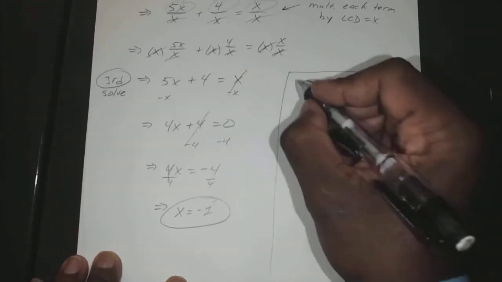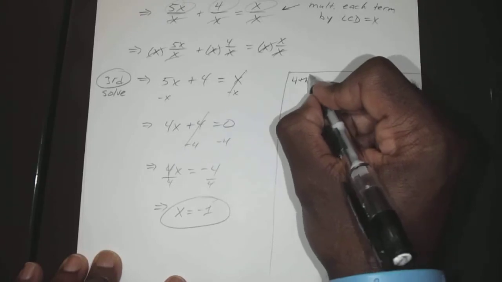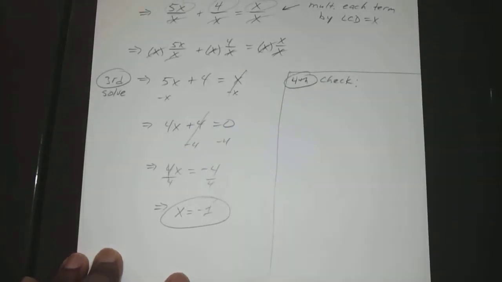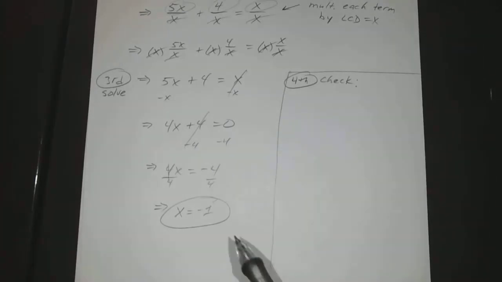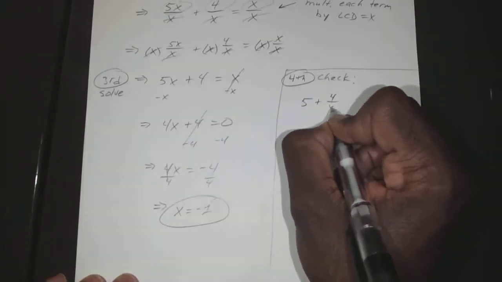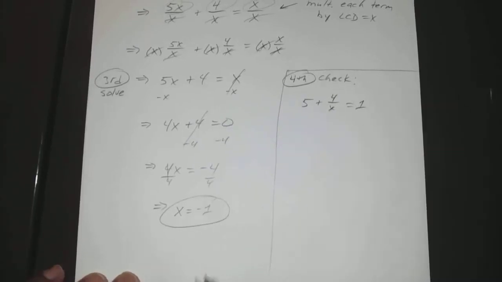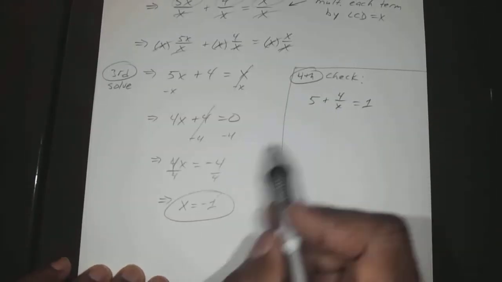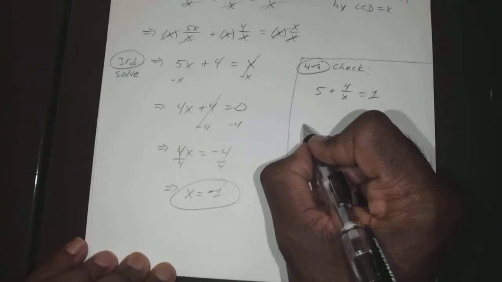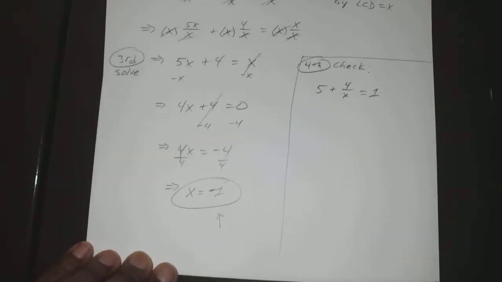Okay, which brings us to our fourth step, which is to check to make sure none of our denominators equal 0. And again, most of the time you can just look right up at your problem and go right on to the next one. So if you have 5 plus 4 over x equals 1, if you plug in negative 1, that denominator is just negative 1, so you're good. So you know this is a valid solution.